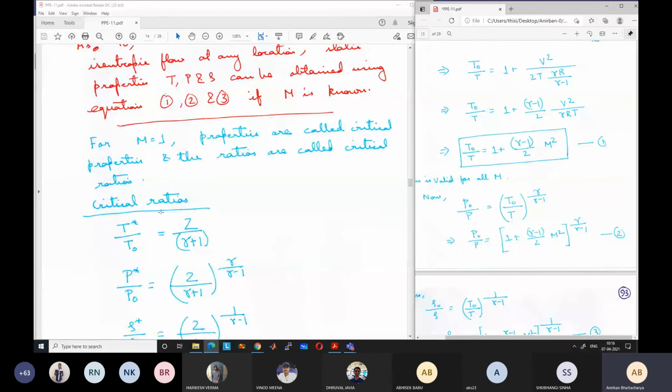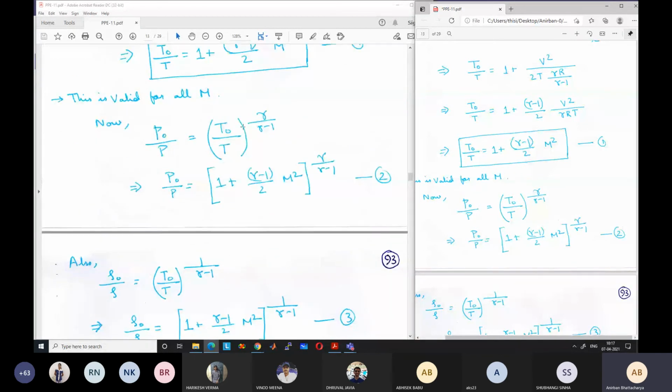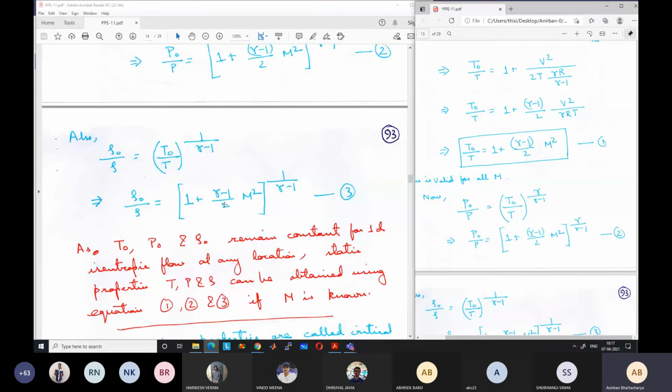So P star by P0 is equal to (2 by gamma plus 1) whole to the power gamma by gamma minus 1, and rho star by rho 0 is equal to (2 by gamma plus 1) whole to the power 1 by gamma minus 1, where you replace T star by T0 here. Why is this ratio so important?